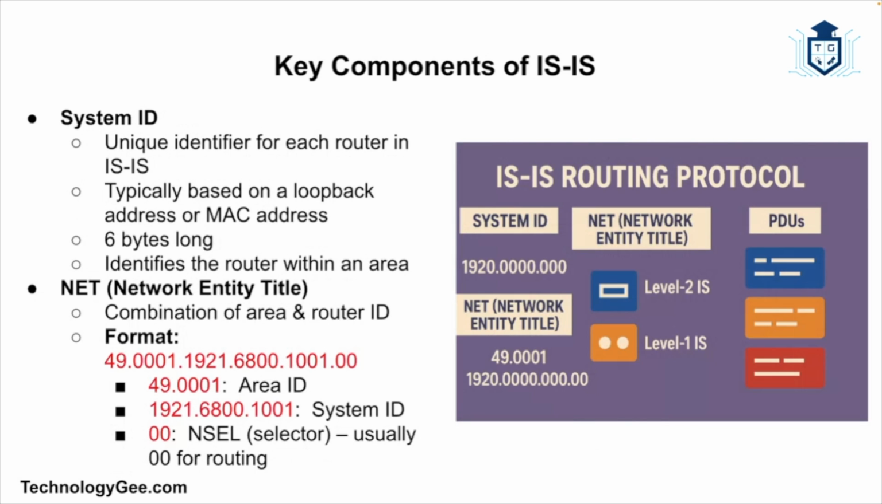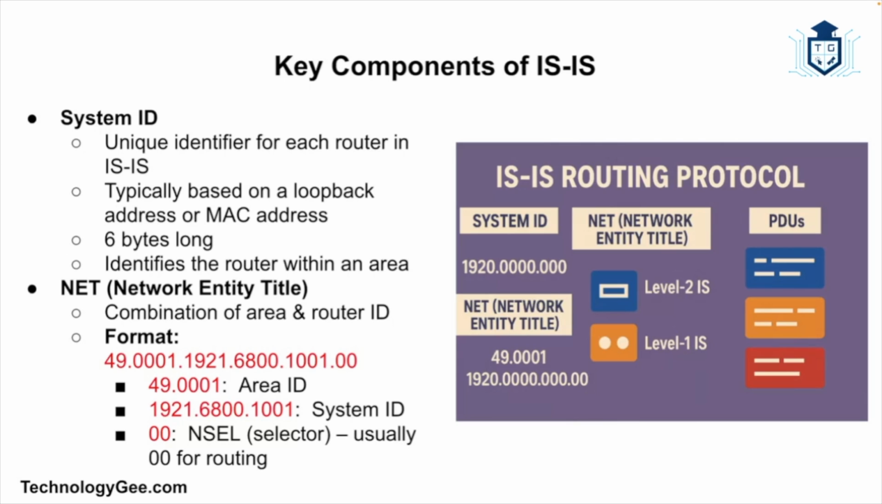All right, so next, let's go ahead and talk about some of the major building blocks of ISIS. And the first key component is the system ID. So every router in ISIS has a unique system ID, and this is usually based on a loopback address or MAC address, and it's 6 bytes long and identifies the router within an area.